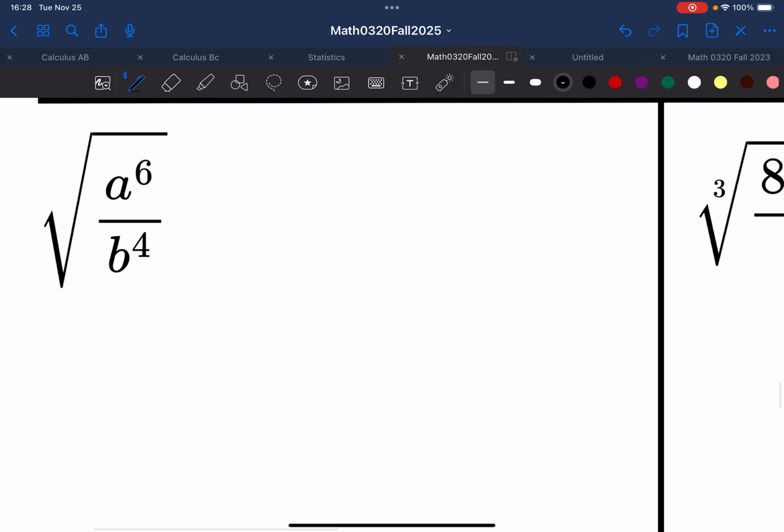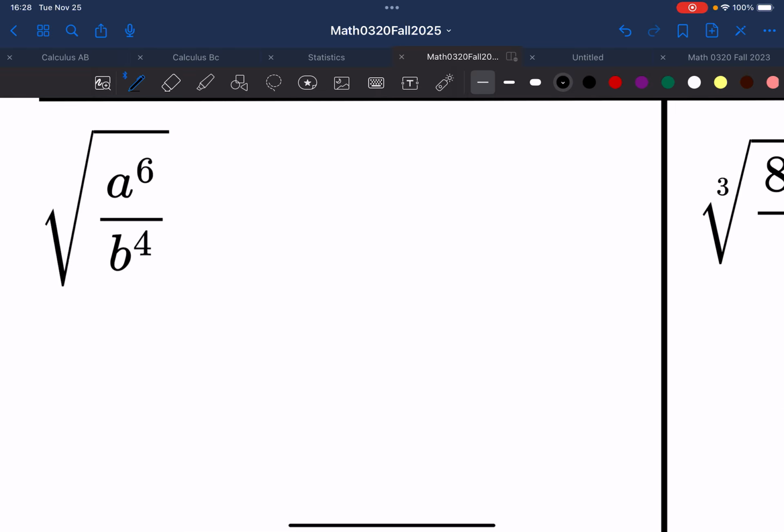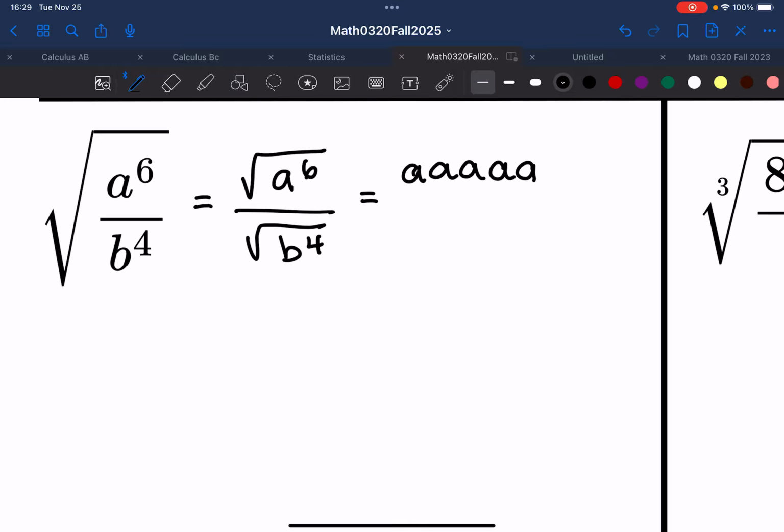Okay, so in this first example here, we know by the properties of radicals that we could separate this into the square root of a to the 6th over the square root of b to the 4th, which is the same as saying, okay, well, we have the square root of a to the 6th. So if we wrote a 6 times, how many groups of 2 could we take out? So I'm going to write that down. Same with the b's on the bottom.